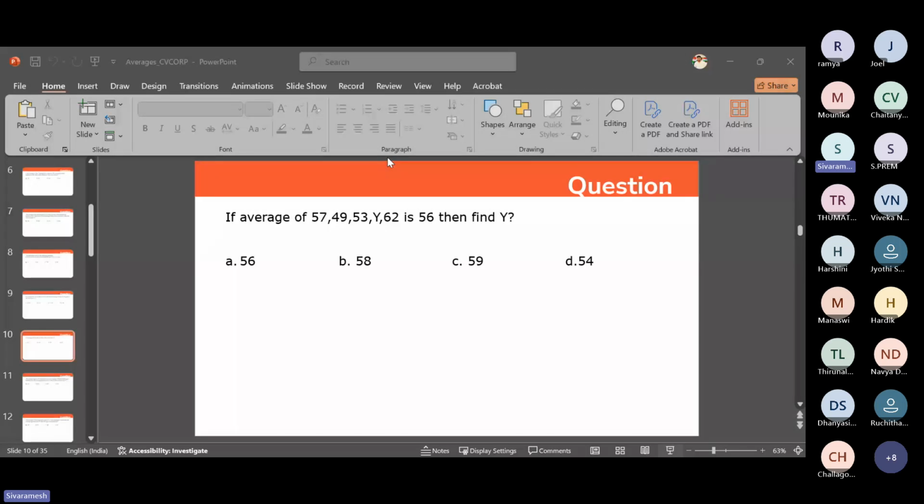Let me revise for 1 minute what we discussed in yesterday's class. First, we started with the averages concept. Average can be calculated using the formula: sum of numbers divided by the total number of numbers. Other than this formula, average can also be calculated by taking the middle number, or the first number plus the last number divided by 2. When we say average is the middle number or first number plus last number by 2, it has to pass one particular condition. Can you tell what that condition is?